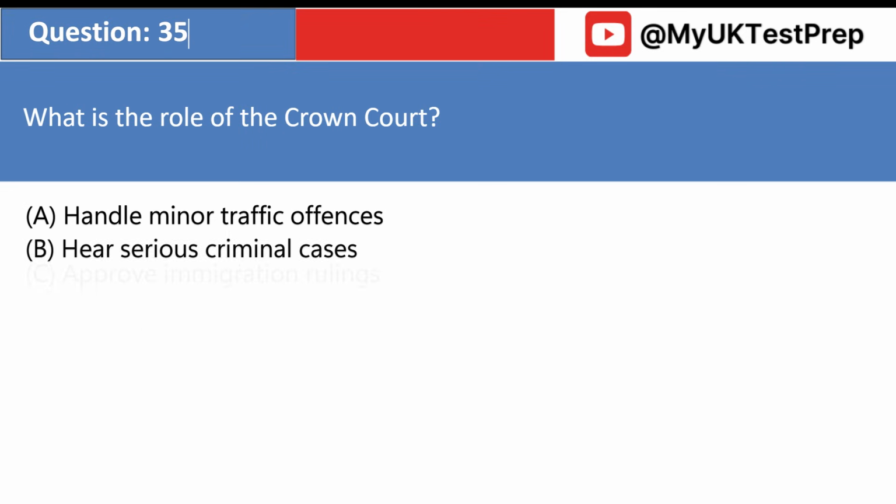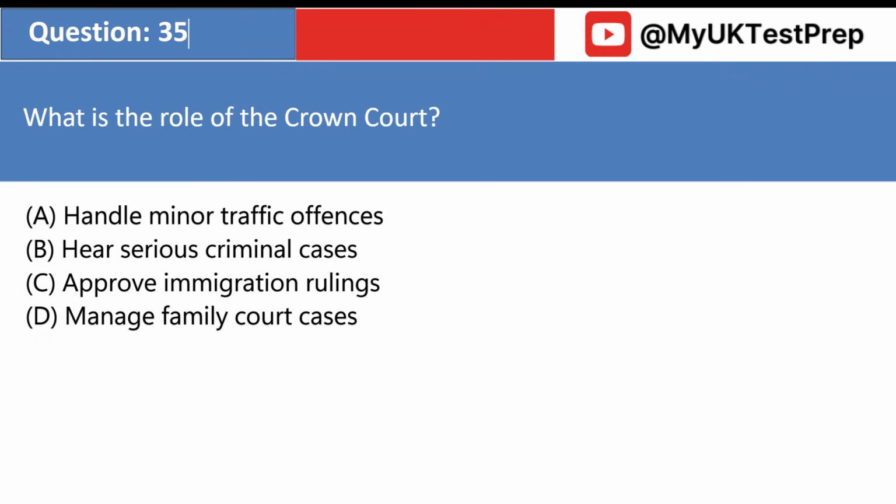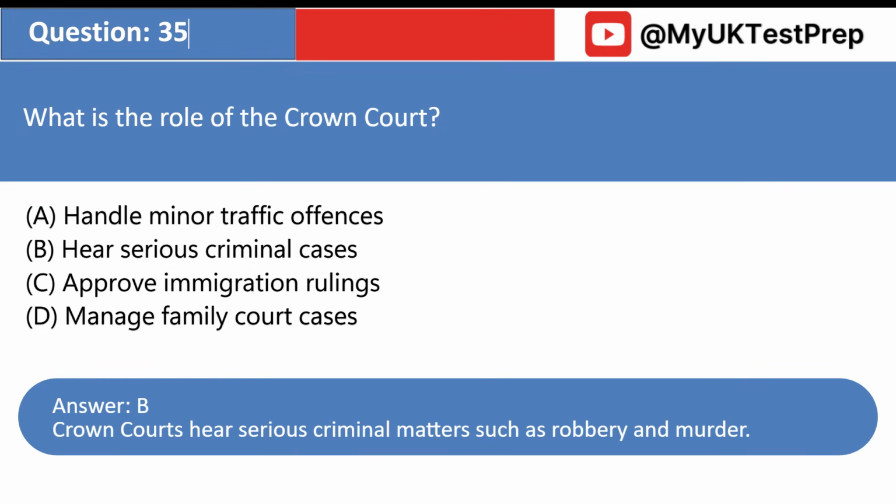What is the role of the Crown Court? A. Handle minor traffic offences. B. Hear serious criminal cases. C. Approve immigration rulings. D. Manage family court cases. Answer, B. Crown courts hear serious criminal matters such as robbery and murder.